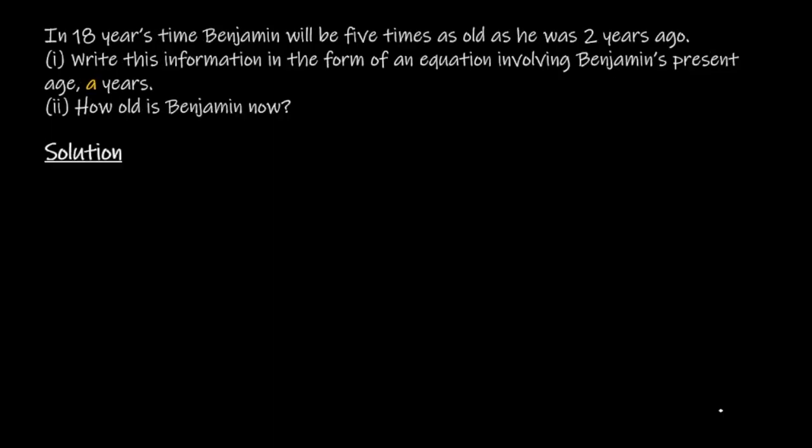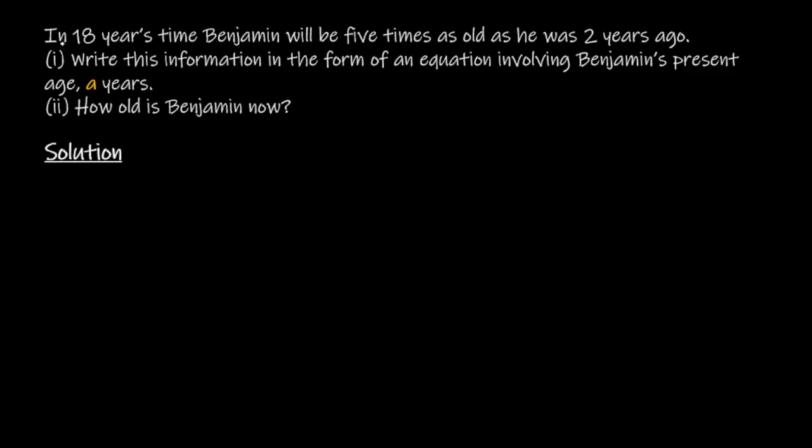All right, let's proceed to look at one more example. We have in 18 years time, Benjamin will be 5 times as old as he was 2 years ago. We have to write this information in the form of an equation involving Benjamin's present age, and we have to calculate how old Benjamin is right now. Right, so let's look at something.